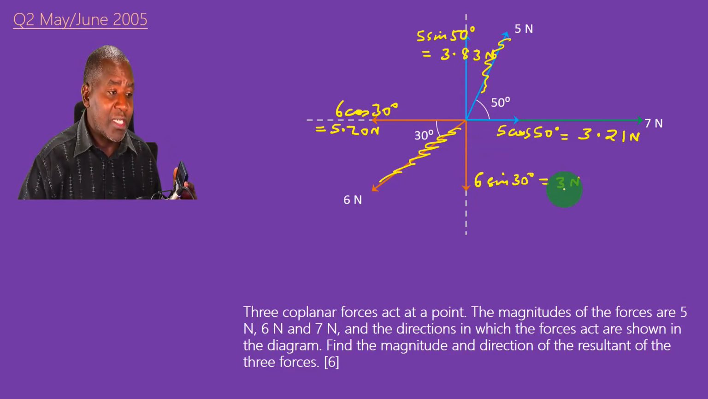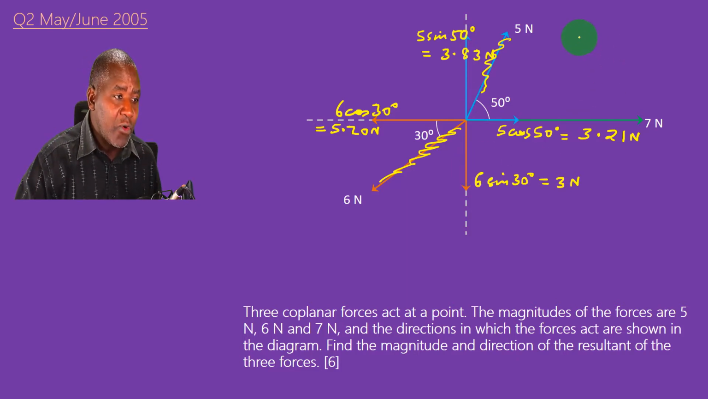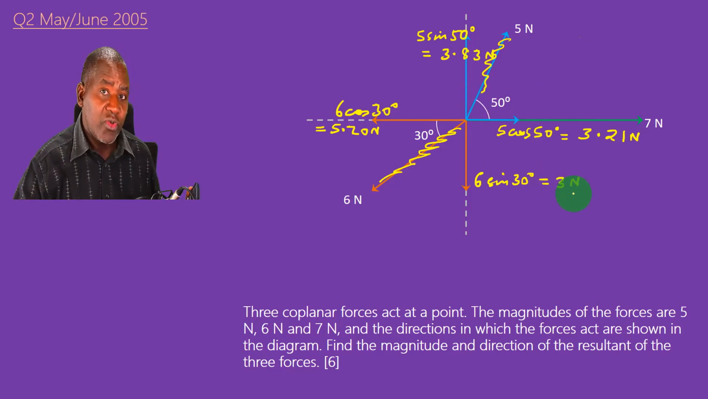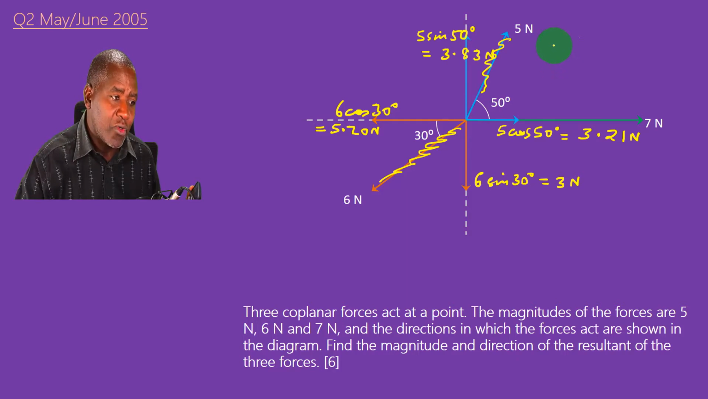in such a way that because they point in opposite directions, I'm now going to get one force which points in which direction. You can see 3 newtons is less than 3.83 newtons. So I'm going to get one force pointing vertically upwards like this, and it should be the difference between the two, which should be 0.83 newtons.